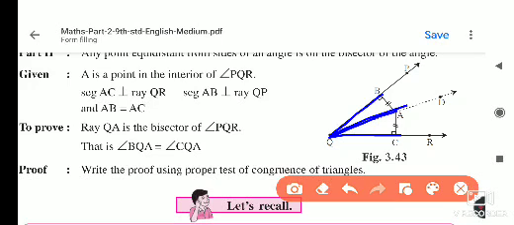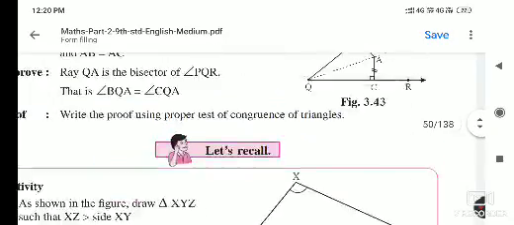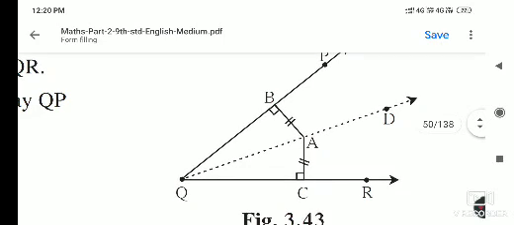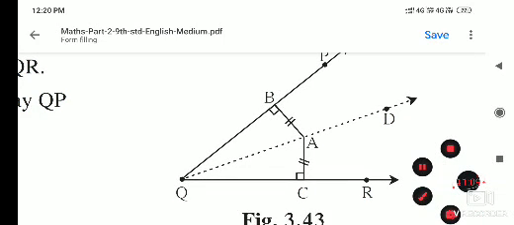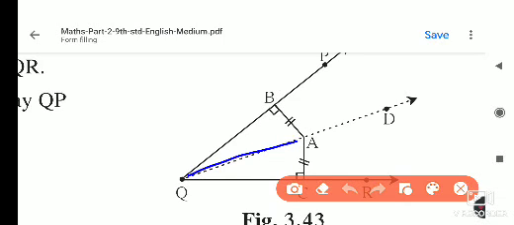Same thing we have to do as we saw in the above theorem: we have to show these two triangles are congruent to each other. Which two triangles? ABQ and ACQ. All of you see the figure and think about how we can show it. Just pause the video, think about it, and then I will explain it.